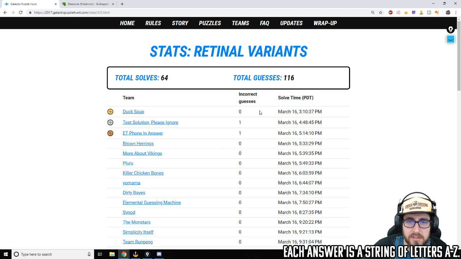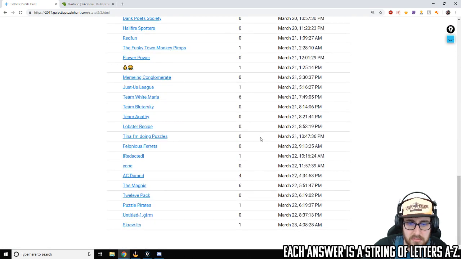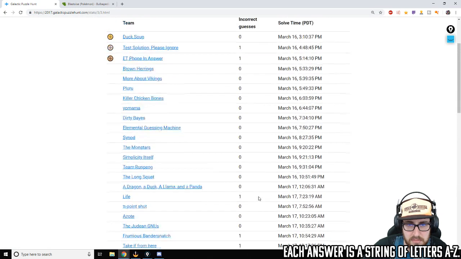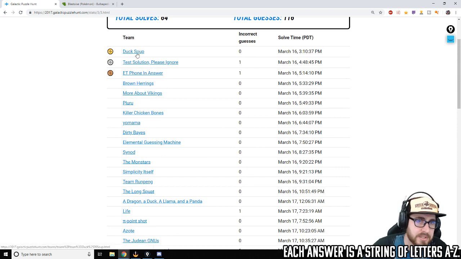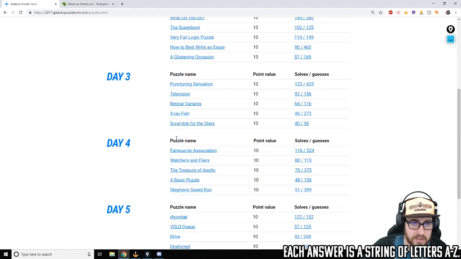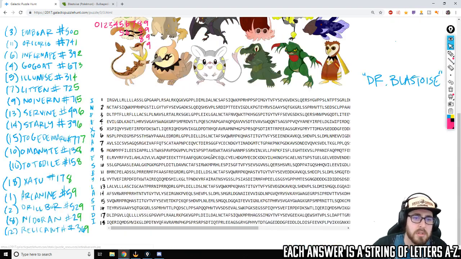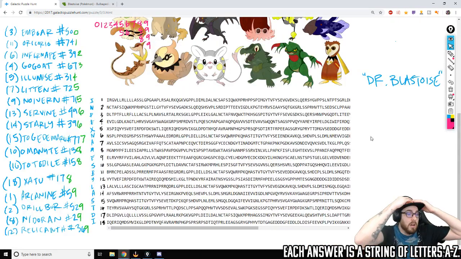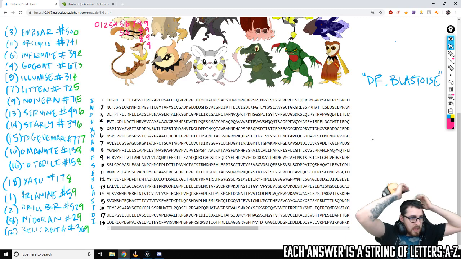Retinal variants. Not a lot of incorrect guesses. 64 saw, like we already know all this. I'll let you check the answers and give us hints.